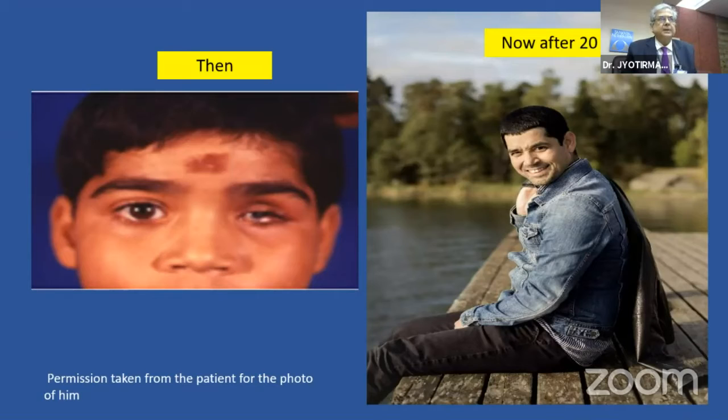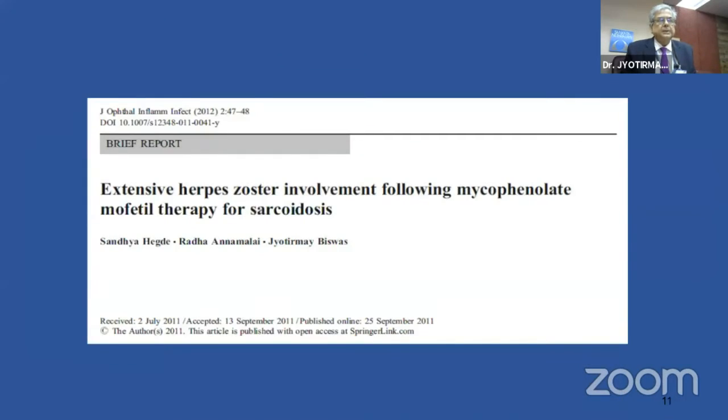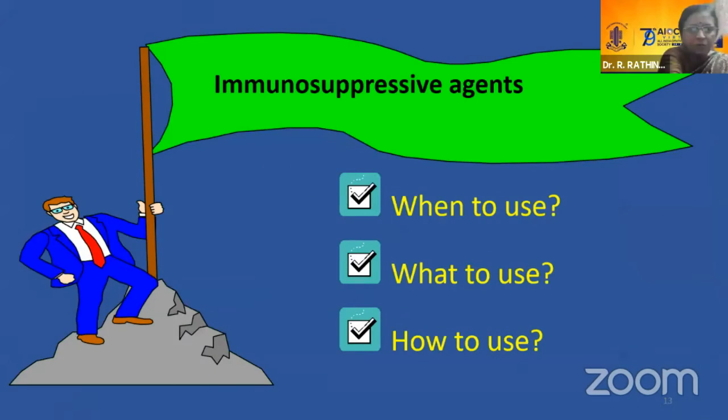I'm presenting the photograph. This is a 32-year-old man, and it is so gratifying to see that the child has done so well. But this is another patient, a 23-year-old patient who has sarcoid uveitis, treated with mycophenolate mofetil, and the patient came back with an extensive herpes zoster lesion on the trunk. So that is not always a good story. These immunosuppressive agents can be a double-edged sword. So we should know when to use them, what to use, and how to use them.